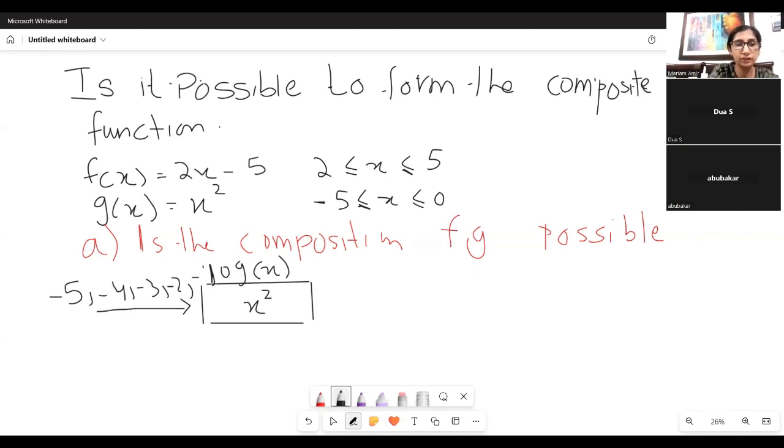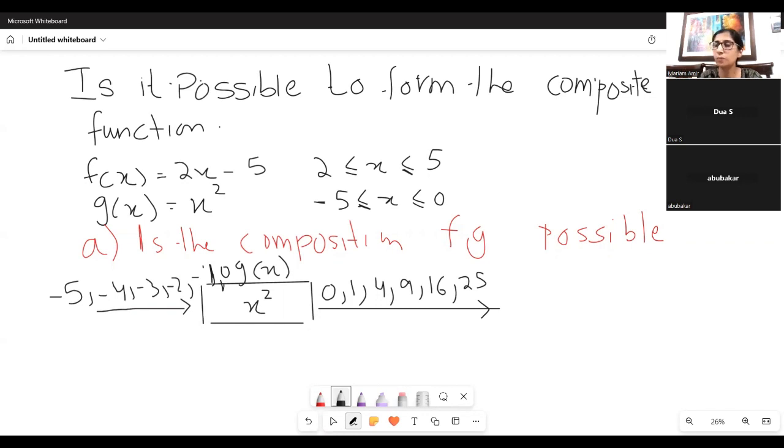Okay. So if these are the input values, then what will be the output values of g(x)? 25, 16, 9, 4, 1, and then 0. Yes. So let's start with 0 square, which is 0. -1 square is 1. -2 square is 4. -3 square is 9, 16, and 25.